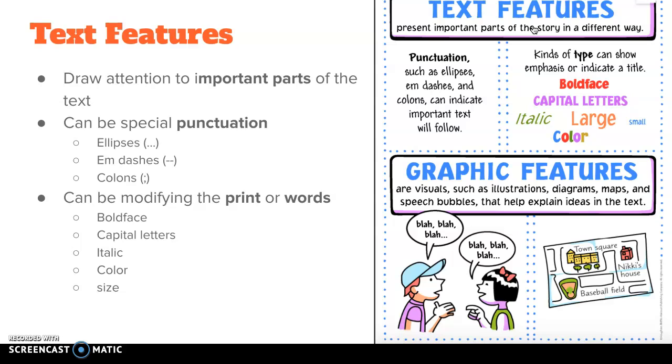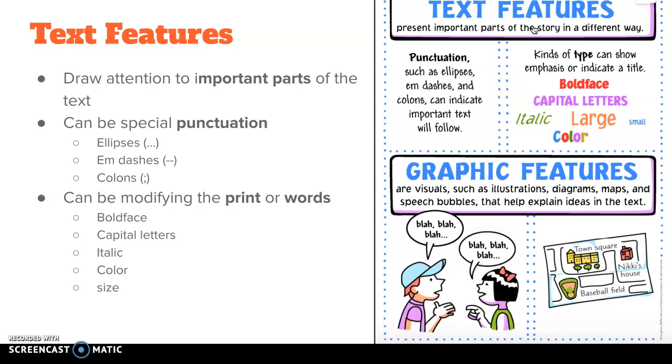Today we're going to focus on text and graphic features. Remember, yesterday we said one of the ways authors draw attention to important parts of the text is using text and graphic features. Another way we can draw attention is using special punctuation. This is considered a text feature. These can be ellipses, em dashes, or colons. We can also modify the text by changing the print or words.